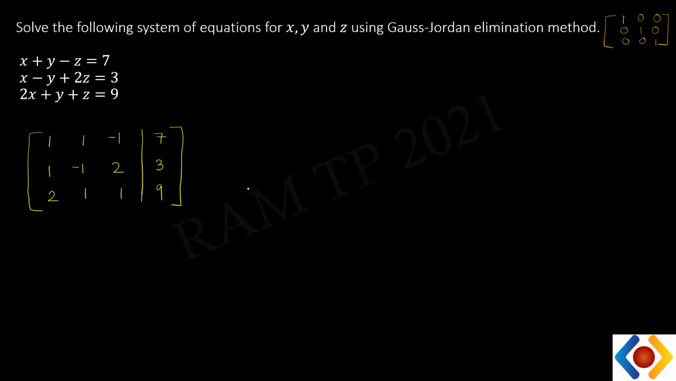Okay, now let's start. We want to make the first element on the left hand top corner 1. Oh, that's already 1. I don't have to worry about that. So we have to make the rest.